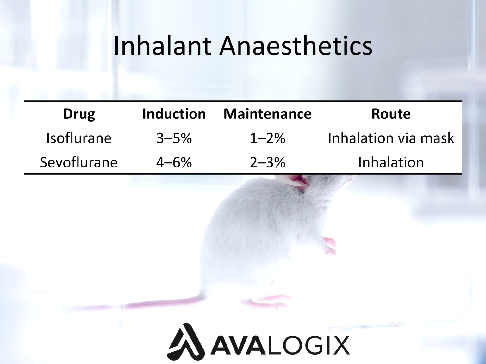Inhalant anesthetics like isoflurane and sevoflurane are popular because they allow rapid induction and precise control of anesthetic depth. Typical induction doses for mice and rats are 3 to 5%, maintained at 1 to 2% during surgery. Proper scavenging systems must be used to protect laboratory personnel from exposure.